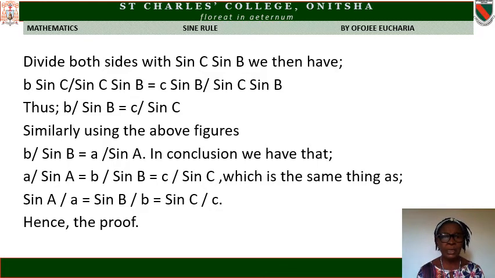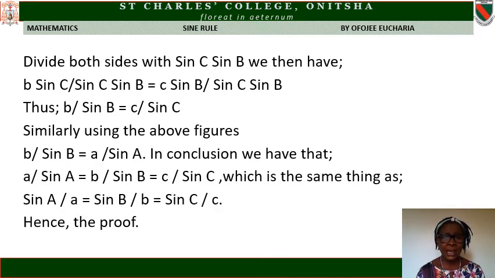We divide both sides by sine C and sine B. B sine C over sine C sine B equals C sine B over sine C sine B. And when we divide, you see that we cancel sine C on one side, which leaves you with B over sine B. When we divide by sine B on the other side, what we have there is C over sine C. Similarly, if you want to discuss angle A, you also see that what we have in common will be B over sine B equals A over sine A.